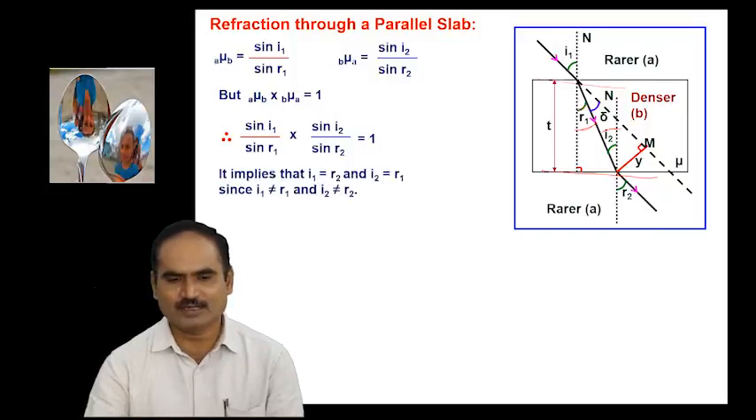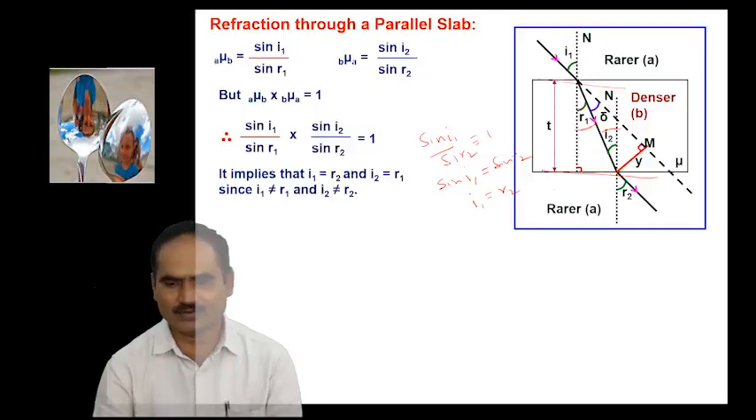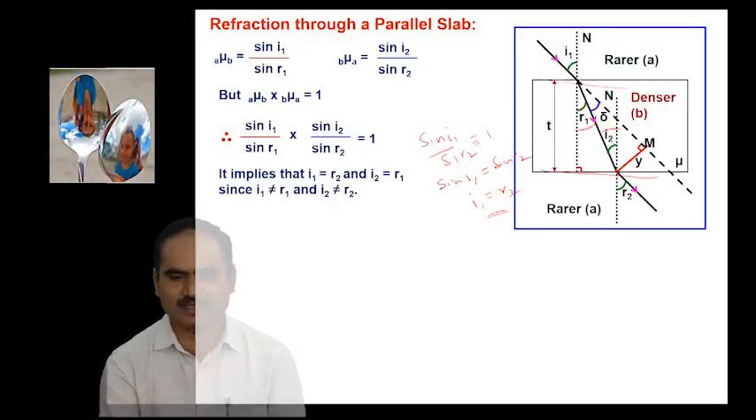So from this, sin I1 by sin R2 is equal to 1. Cross multiplying this, you will write it as sin I1 is equal to sin R2. So we can prove that I1 is equal to R2. What is I1? Angle of incidence. R2, angle of emergence. So therefore, from this we can prove that the angle of incidence is equal to the angle of emergence.